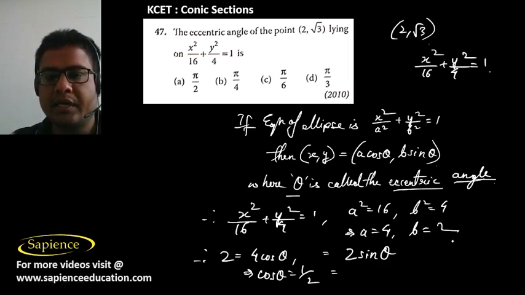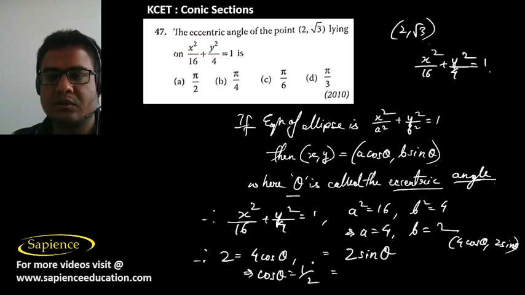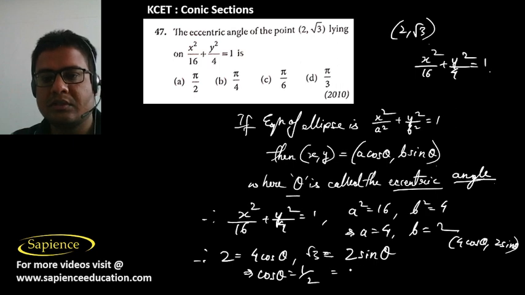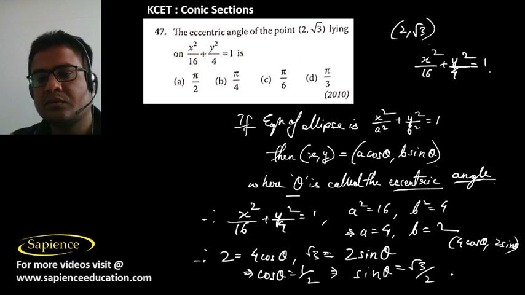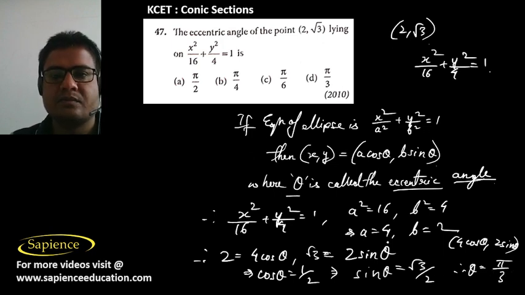So any point on the ellipse can be represented as 4 cos theta comma 2 sin theta. So that is equal to 2 comma root 3. So 4 cos theta is 2 and root 3 is equal to 2 sin theta. So cos theta equal to half and sin theta equal to root 3 by 2. So therefore theta should be equal to pi by 3. Means cos pi by 3 is half and sin pi by 3 is root 3 by 2. So option D is the correct answer.